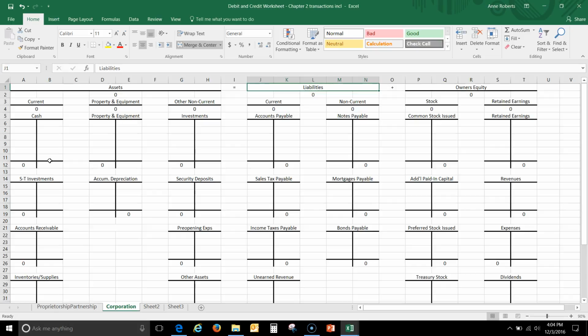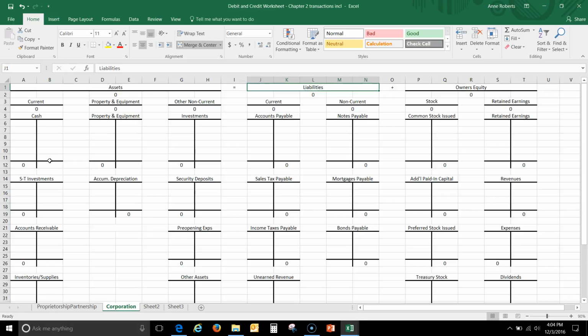So again, as the general journal is built, it's built in chronological order, but it does not affect the balances in the accounts until we move those debits and credits from the journal into these specific accounts that are being affected in the general ledger. Okay? So let's take a look at transaction 1.